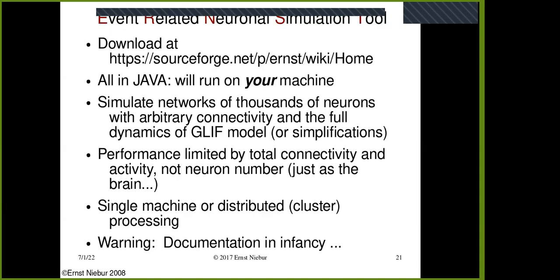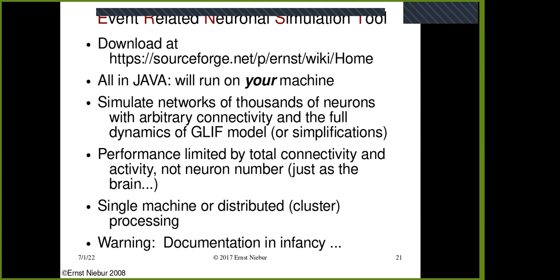So this is a blurb. We built an event-related neuronal simulation tool. It's written in Java. You can download the source code, and your machine probably already has a Java machine, so you can just run it, you don't have to compile anything.